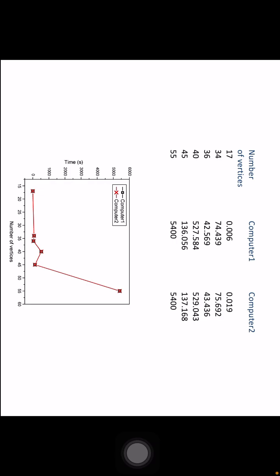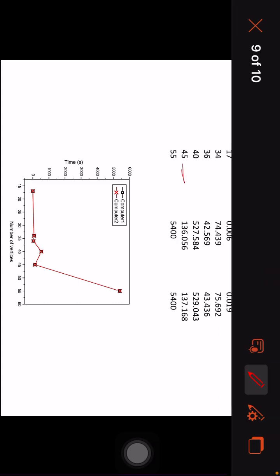And the most important thing is that the number of vertices is 45, and when you increase it by 255, from 136 seconds, it increases drastically to 5,400 seconds, and if you divide it by 60, you would get about 90 minutes. This is 1.5 hours.